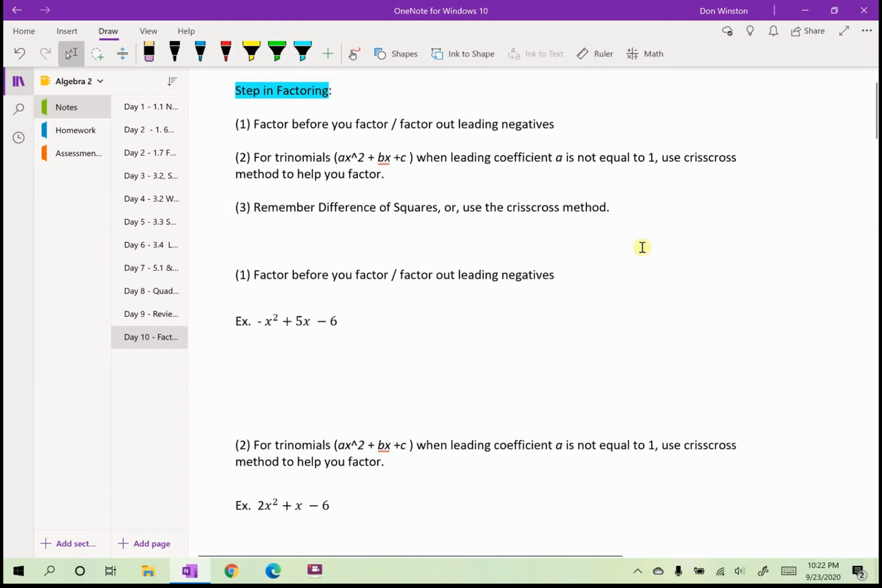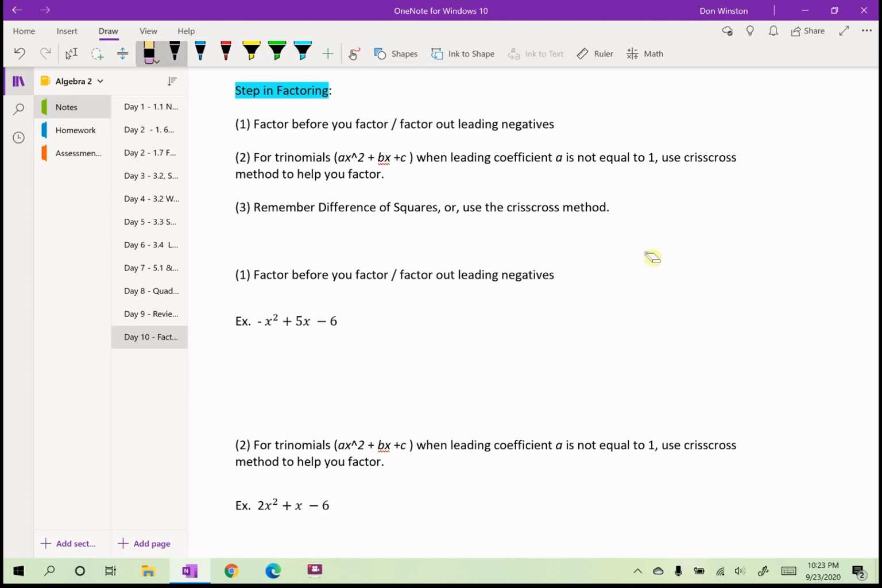Okay, number 1, factor before you factor. Factor out leading negatives. So here I have an example, negative x squared plus 5x minus 6. Okay, if I were to start this without factoring the negative out, I would have negative x and x. That would give me my negative x squared. That makes trying to find factors of negative 6 that give me positive 5 a little difficult because I have that negative with that x.